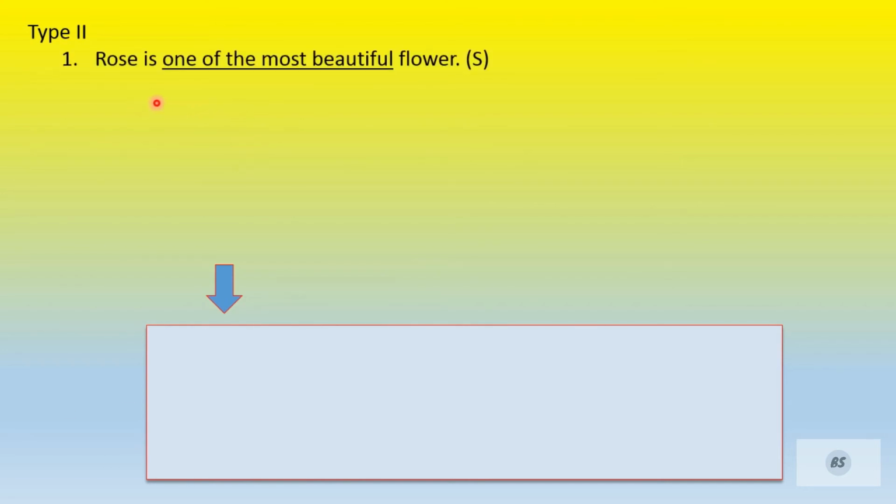Now type 2 also it is group only, but there will be a slight change. Now see this example. Rose is one of the most beautiful flowers. Now if you see, instead of only the most beautiful, here one word is added, one of the. Okay. One of the. It makes a slight change in the meaning. What does this mean? Ki rose is one of the most beautiful flowers means there are few other flowers also which are beautiful like rose. It is not the only one. So there is slight change in the meaning.